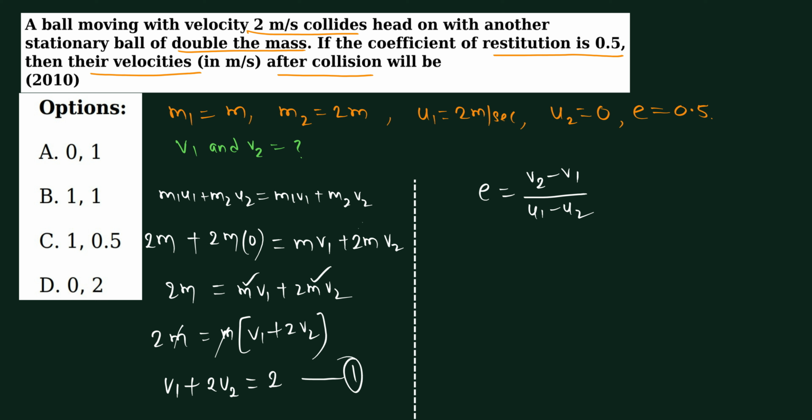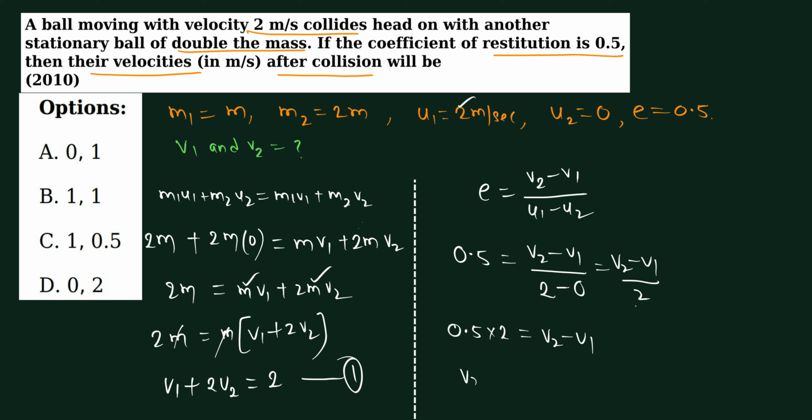Next, the value of restitution given is 0.5. So v2 minus v1 over u1 minus u2, where u1 is 2 and u2 is 0. So v2 minus v1 over 2 equals 0.5. Taking the 2 to the other side, 0.5 into 2 equals v2 minus v1. Then v2 minus v1 equals 1. Let us say this is equation 2.